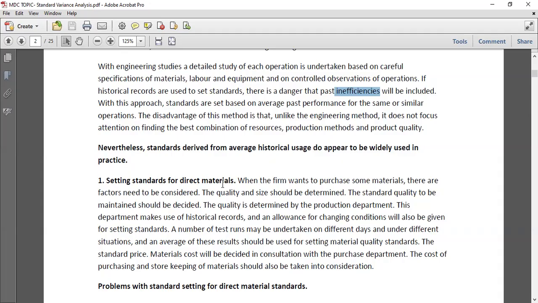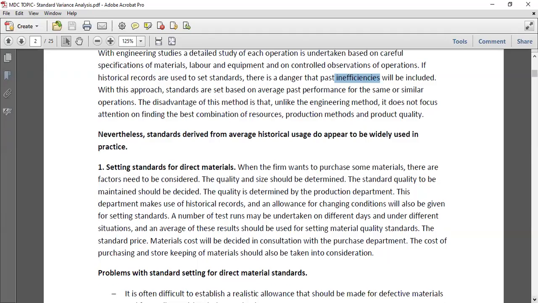And of course, if we look at the internal support system, when it comes to quality, the production department comes very key because they're the ones doing the production, so they understand what kind of quality they work with. And when it comes to price, definitely the procurement or purchasing department will come in handy to tell us how much these materials actually cost in the market, okay? So it is very important that we take that into consideration when we are setting our standards.